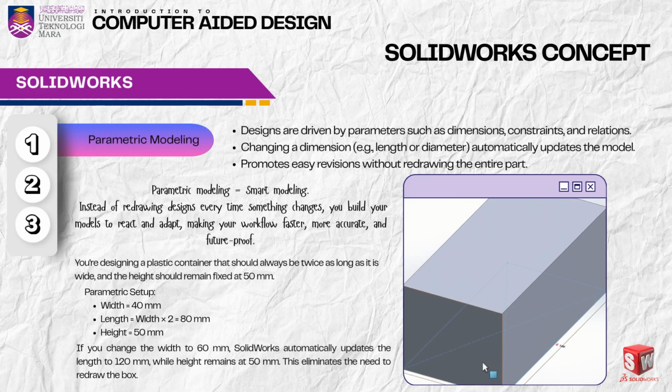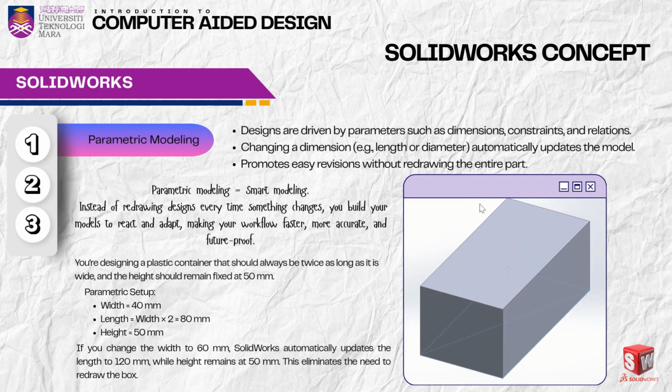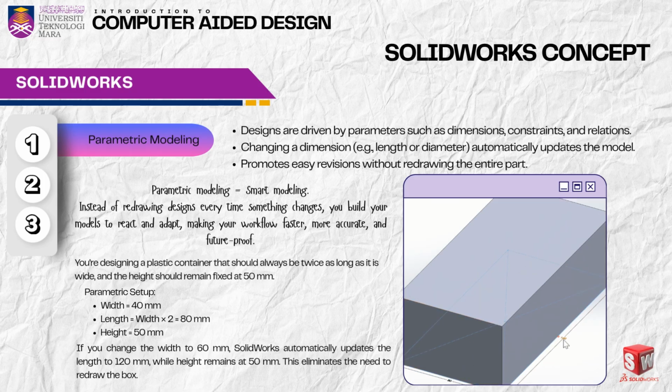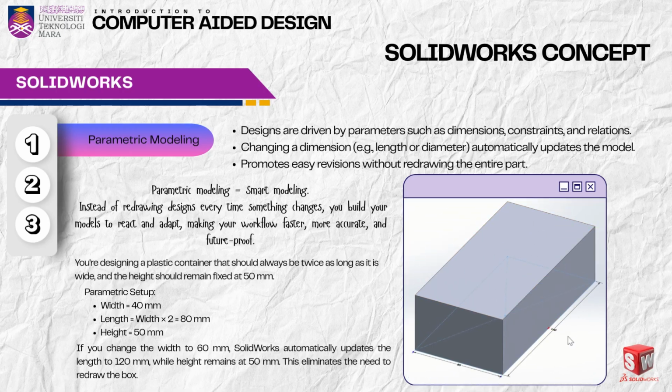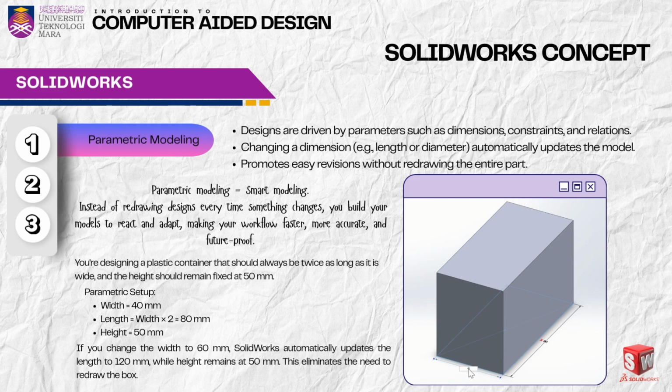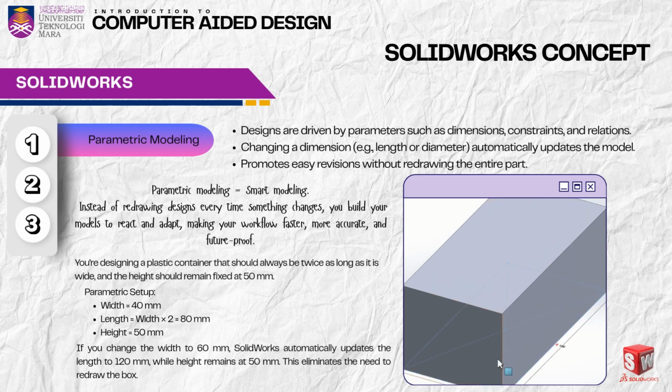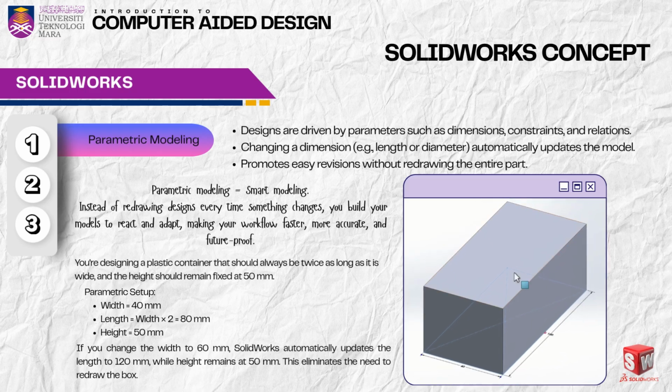Because of the defined relationship, SolidWorks will automatically recalculate the length to be 120 millimeters, while the height remains unchanged at 50 millimeters. There's no need to manually adjust each value or redraw the box. SolidWorks does the work for you. This simple example highlights the strength of parametric modeling. Your design is no longer just a static drawing, but a responsive system that adapts to changes with minimal effort. This is the foundation of efficient, professional CAD modeling.